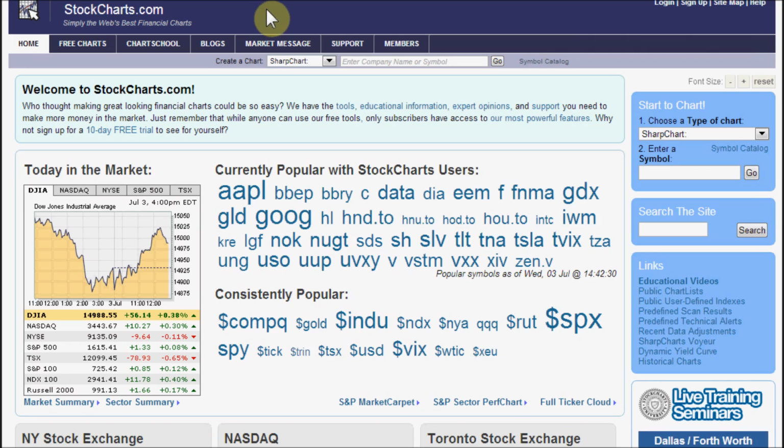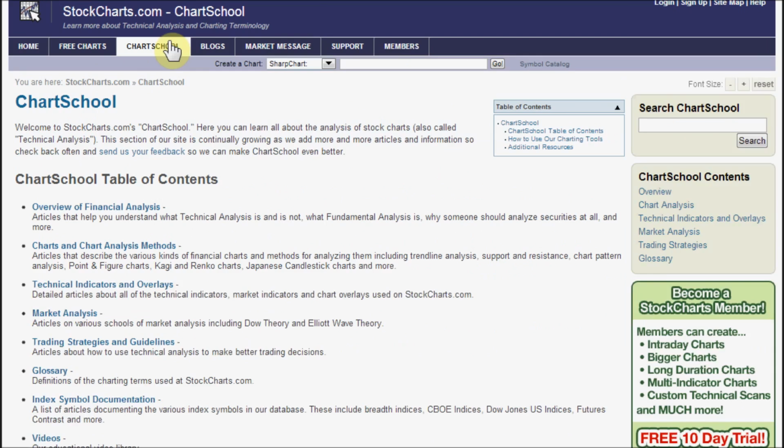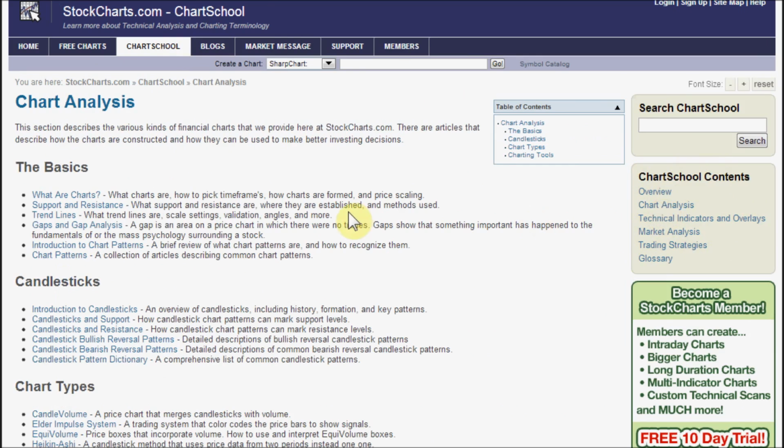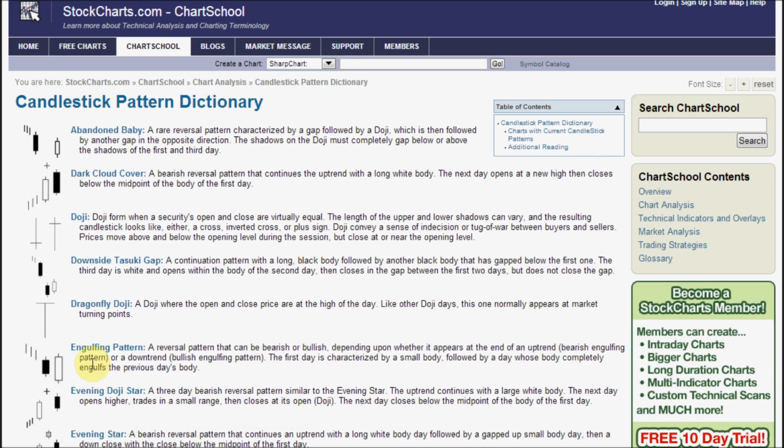Now, StockCharts.com really believes that candlesticks, single reversal candlesticks, and combinations or candlestick patterns are very important subjects. First of all, when you go to their chart school, you click on chart analysis over here in the right column. It has a whole section devoted to candlesticks: an introduction, candlesticks and support, candlesticks and resistance, bullish reversal patterns, bearish reversal patterns, and a candlestick pattern glossary.